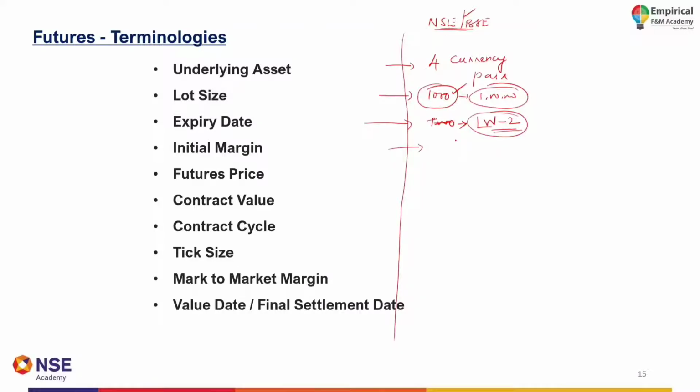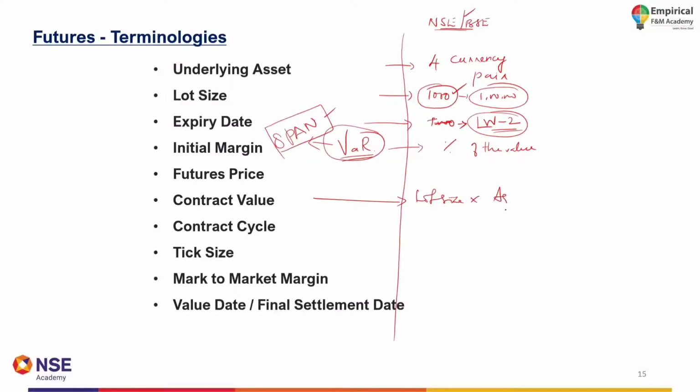Initial margin is decided as a percentage of the value. This percentage is calculated based on a mathematical model called value at risk margin, and in futures contracts we also use another model called SPAN margin, Standard Portfolio Analysis of Risk. This is how the initial margin is calculated. The contract value is nothing but your lot size into the agreed price.